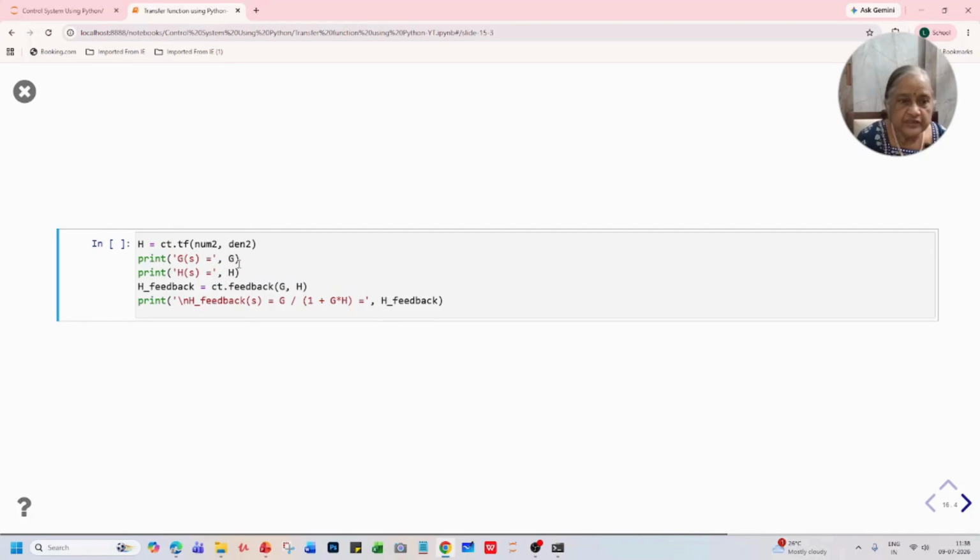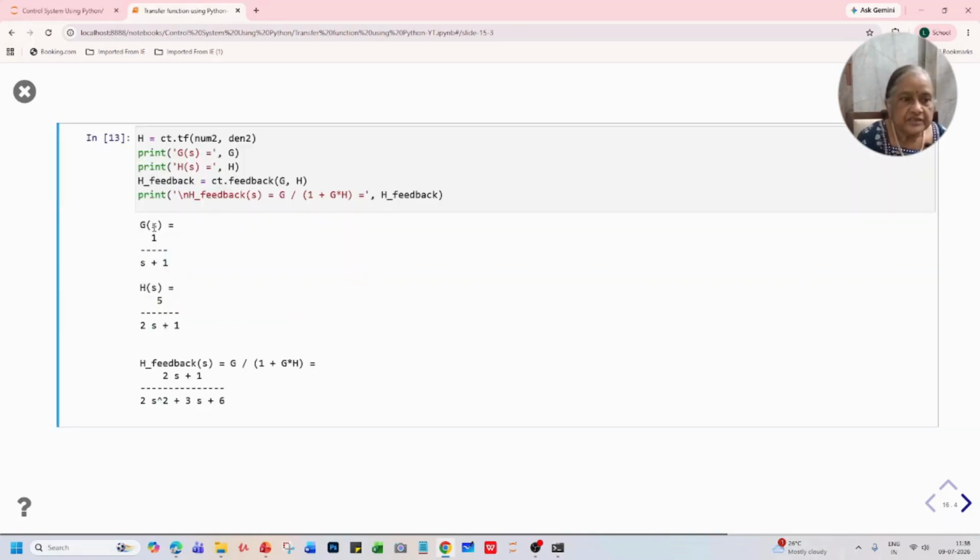We shall connect these two in feedback, negative feedback first. So a feedback transfer function, designating it as h_feedback, ct.feedback(g, h). So let us see what we get. This is our forward path transfer function, this is our feedback path transfer function, and this is the combined transfer function with the negative feedback.